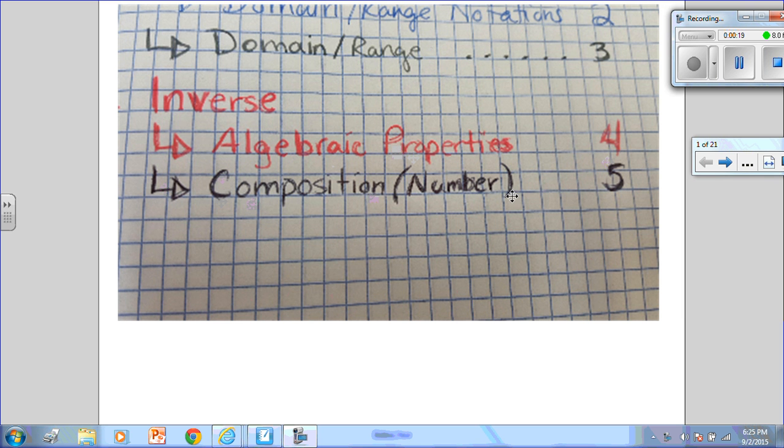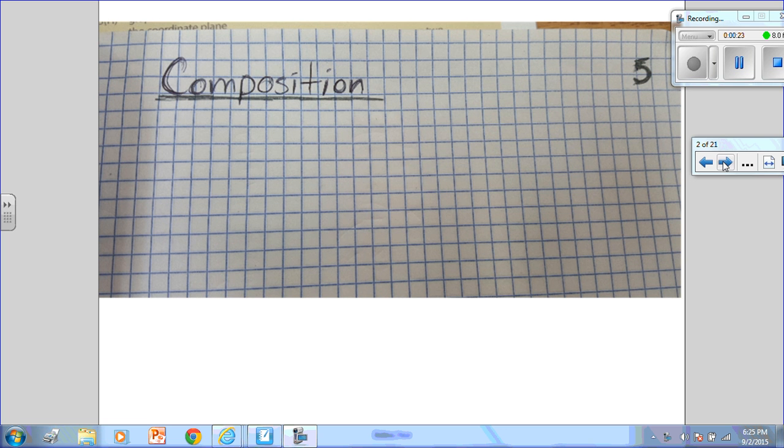I'll give you some time. This is your title, composition, and you don't have to put numbers here. We're going to do composition of functions next, probably next week. So just go ahead and put composition with the 5, and we'll do 3 examples for this one.